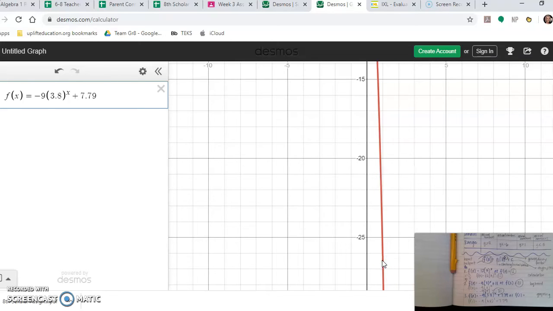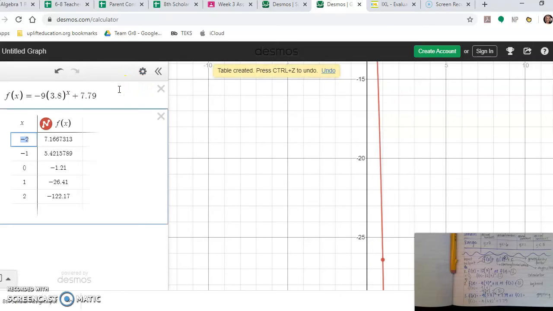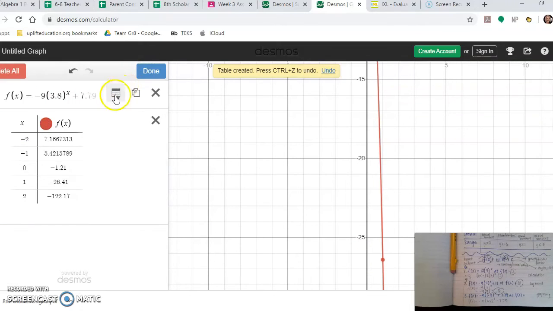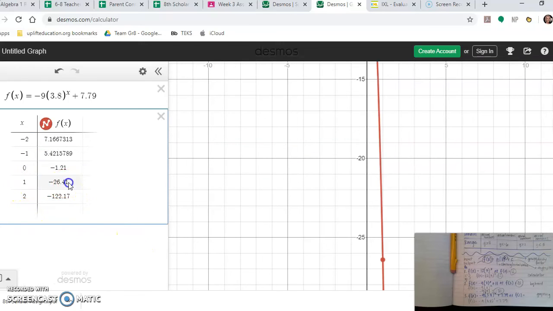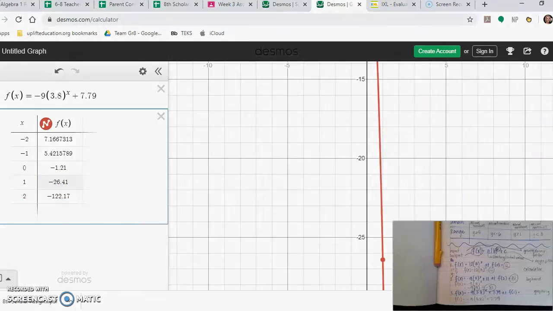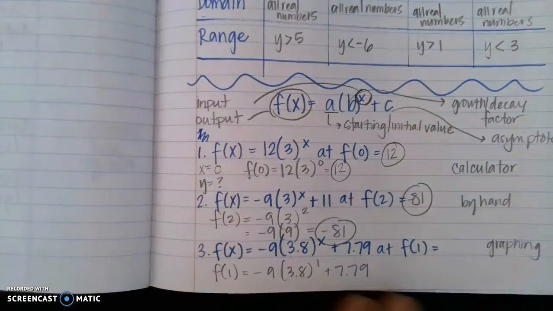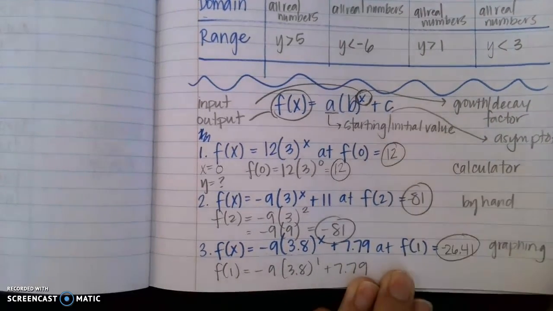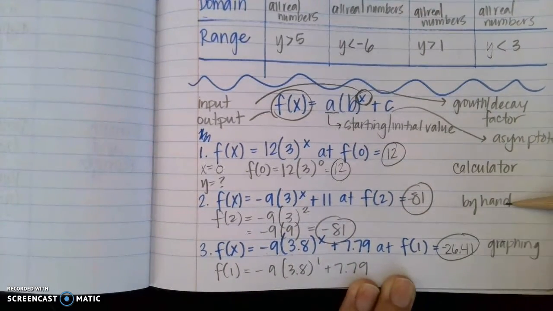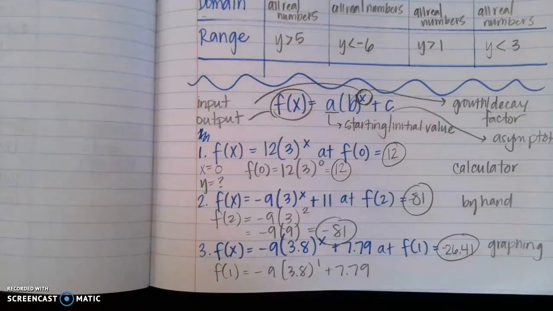It actually might be pretty difficult for us to find with Desmos. So you could do a table by clicking settings and then setting up your table, and at x equals 1, you can always type it in, or oftentimes the table will pop up. At x equals 1, y is negative 26.41. So you can do graphing, you can do calculator, you can do by hand. Those are the 3 examples that you guys can do.